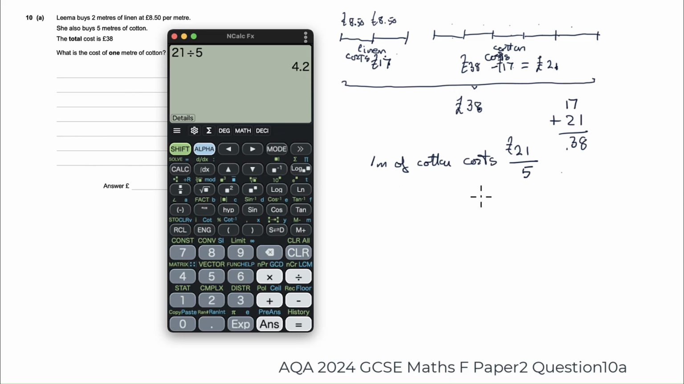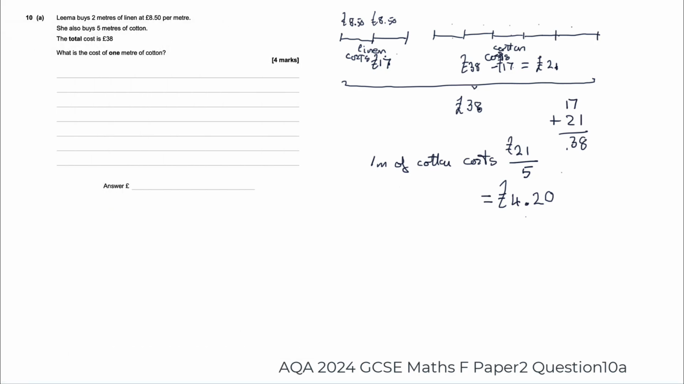So I'll write that down, 4.2. Now that is not £4 and 2 pence, that would be 4.02. So that means it's £4.20. So 1 metre of cotton costs £4.20. So let's write that down, £4.20. There's the pound sign.